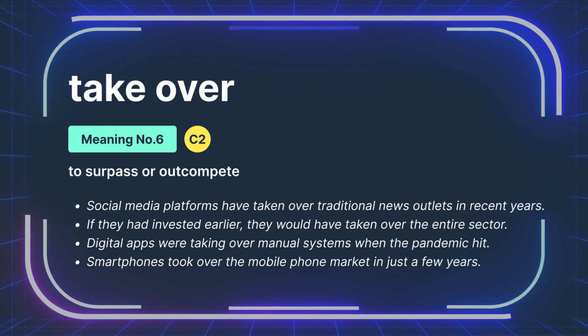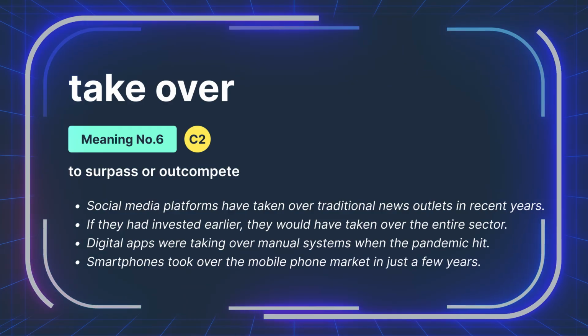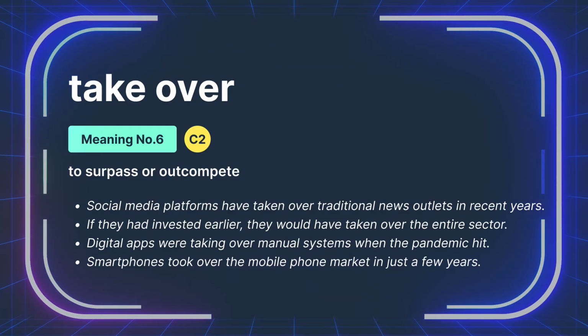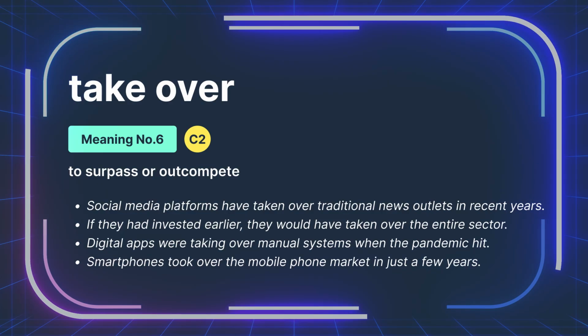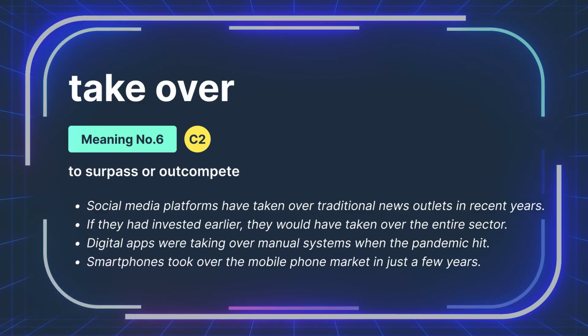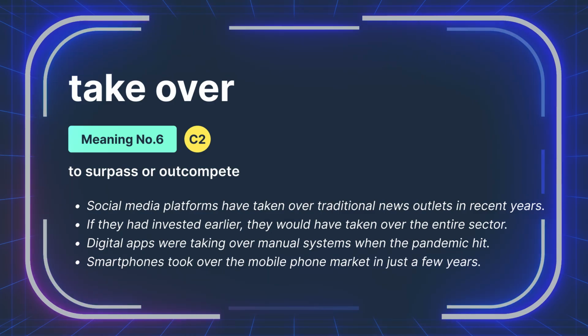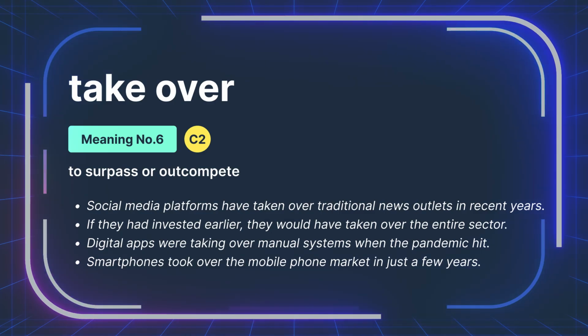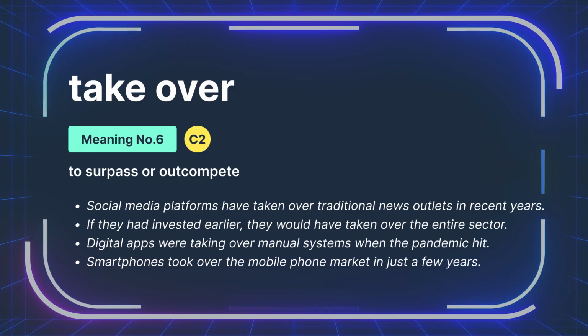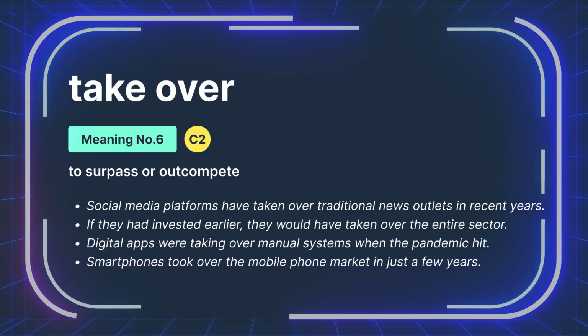That sounds like potentially serious ambiguity in a press release. It could be, but the surrounding context usually clarifies it instantly. When we talk about influence or market share, we usually mean surpassing, not buying. Like, social media platforms have taken over traditional news outlets in recent years. Right, they didn't buy the newspapers? No, they stole their audience, their advertising revenue, their influence. That's meaning 6. That distinction, acquisition versus competitive victory, that feels very C2 level understanding.